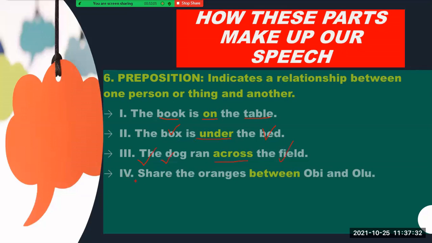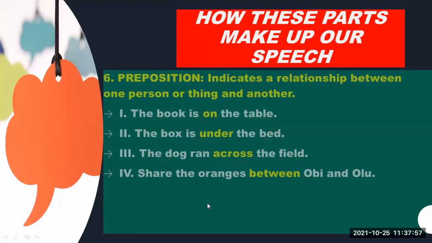Now, example IV: share the oranges between Obi and Olu. Then we have oranges, we have Obi and Olu, and the relationship is between, sharing the oranges between Obi and Olu. So now let's go to number 7.